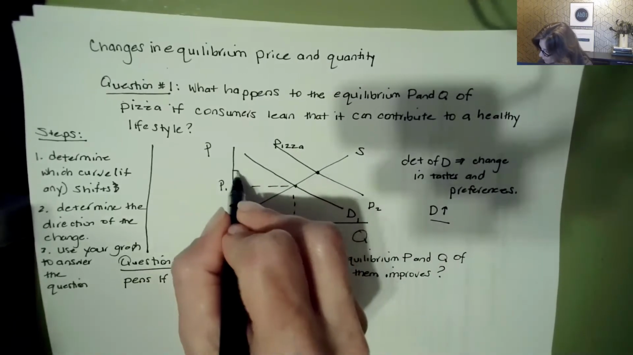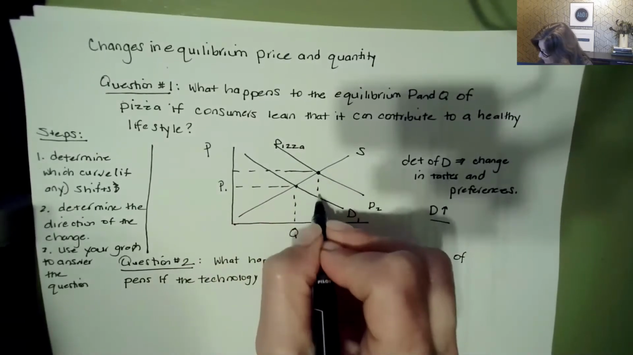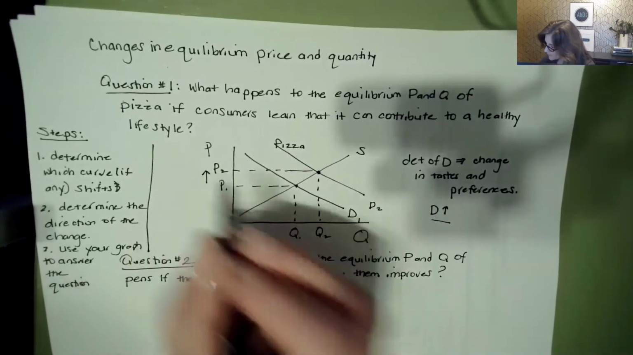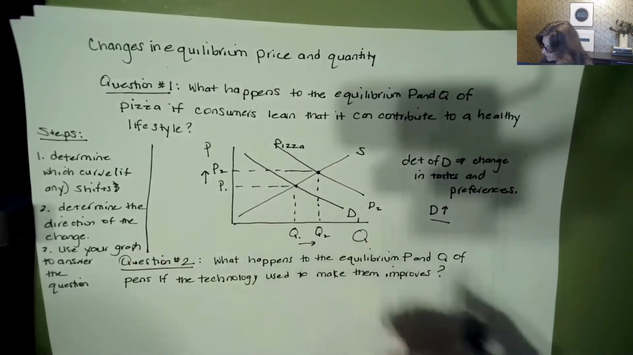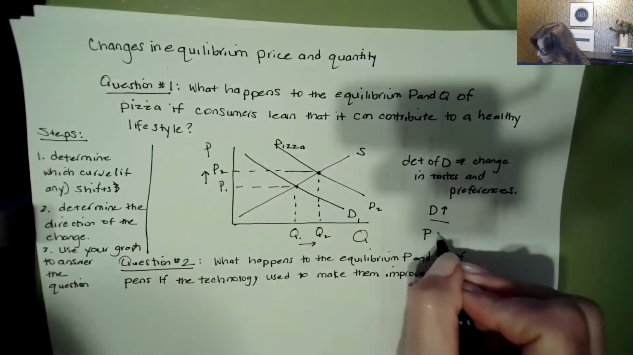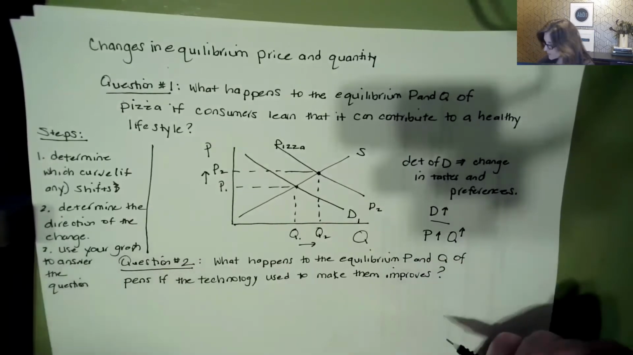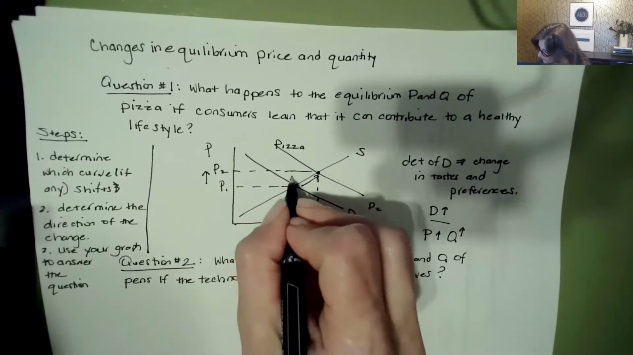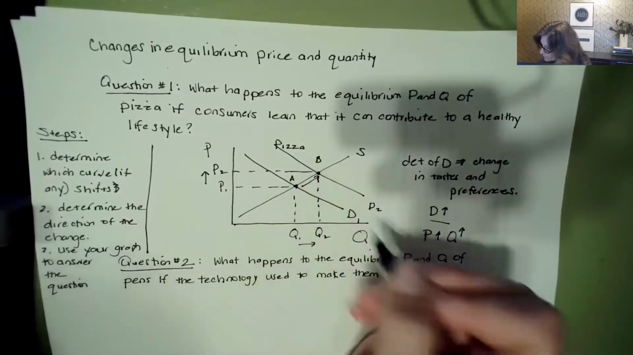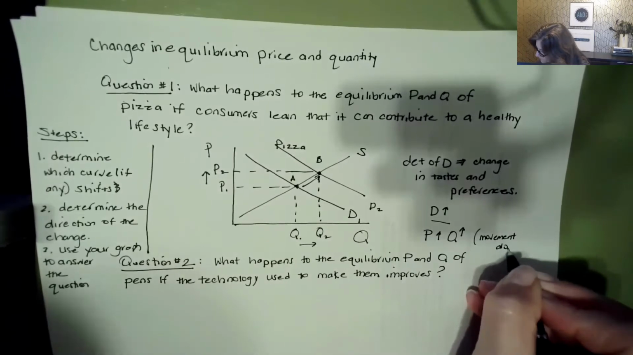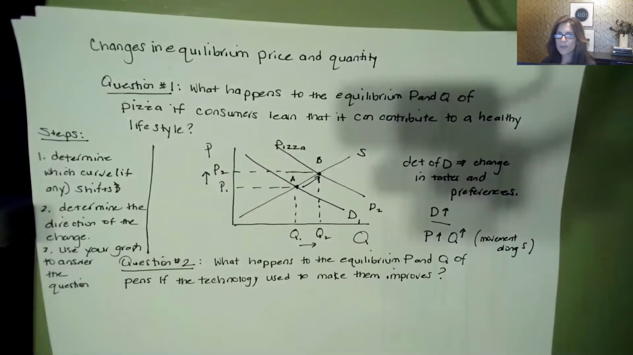So we find the new equilibrium at the new intersection of supply and this new demand. And that tells us that the equilibrium price goes up and the equilibrium quantity also goes up. So the answer to the question is that the equilibrium price and quantity both increase. And notice, though, that this is also a movement along supply. We're moving from point A to point B. So when demand increases, we shift along the supply curve.